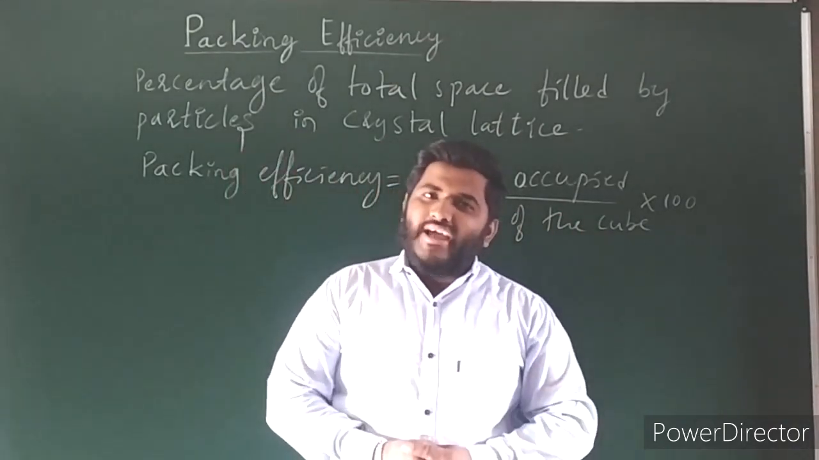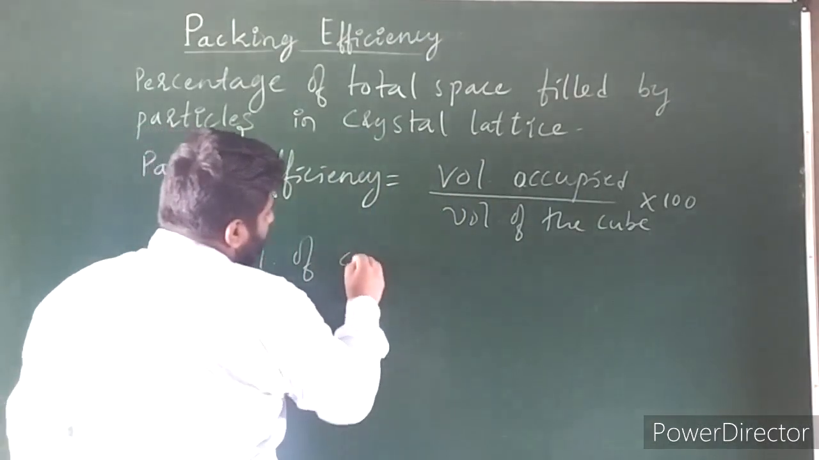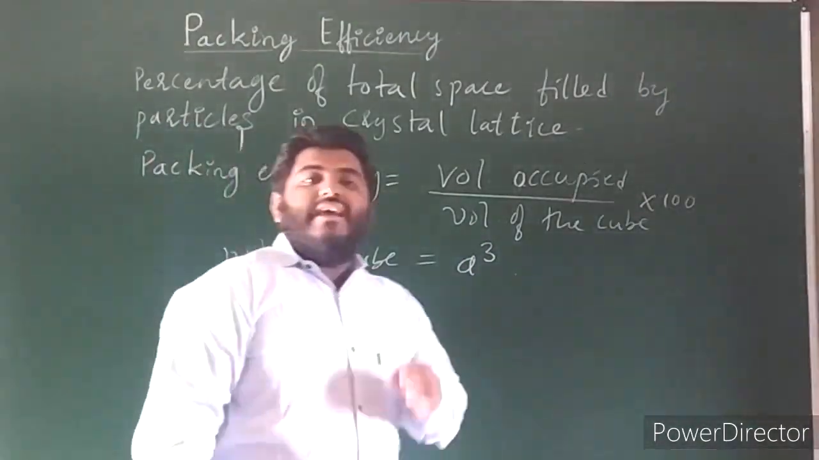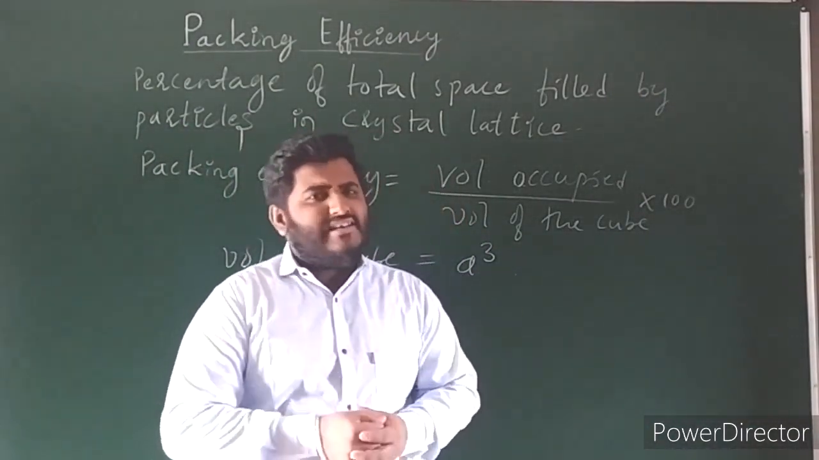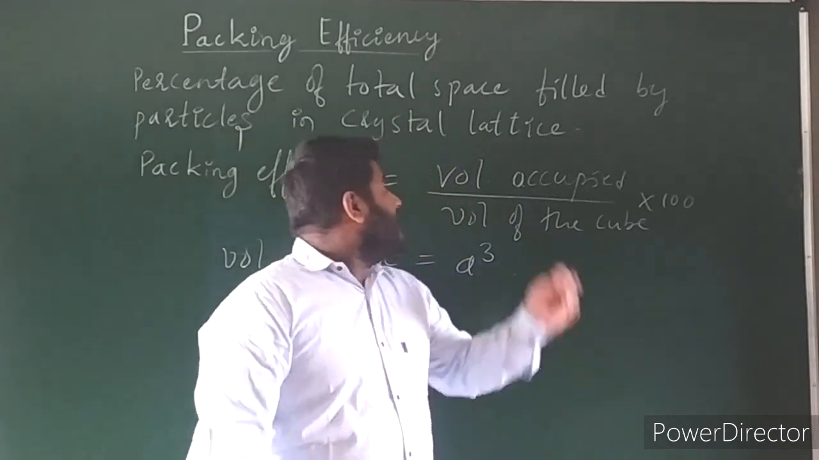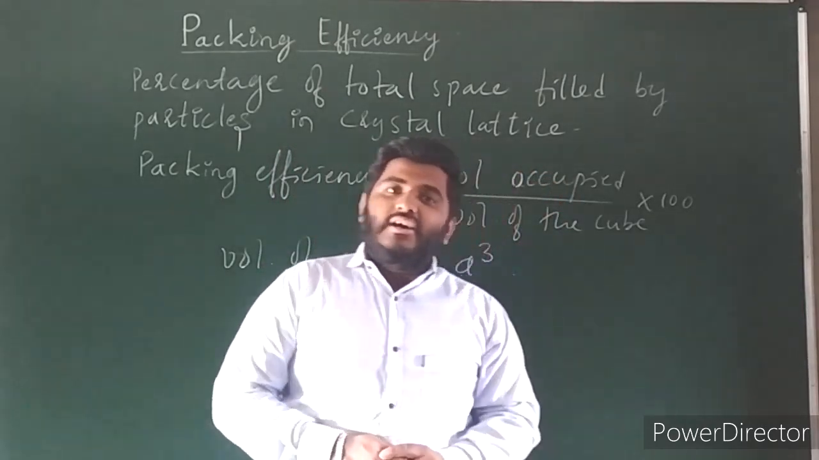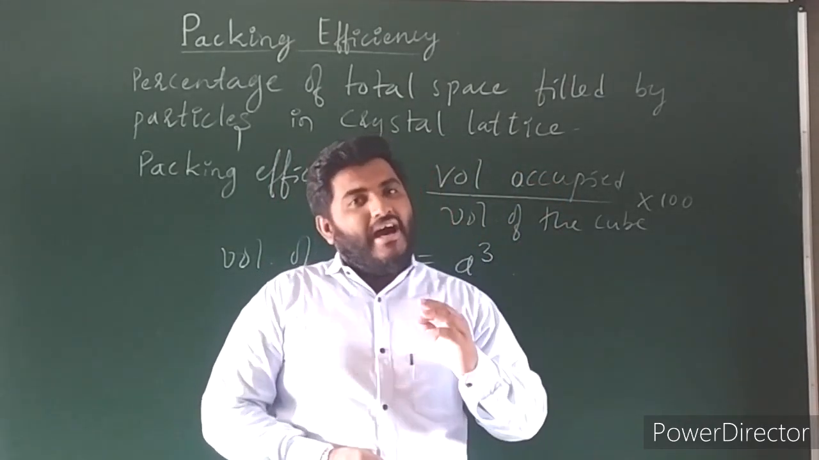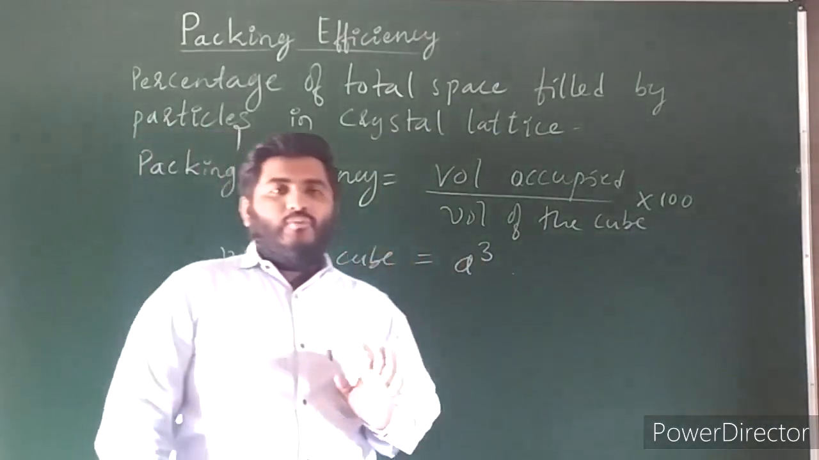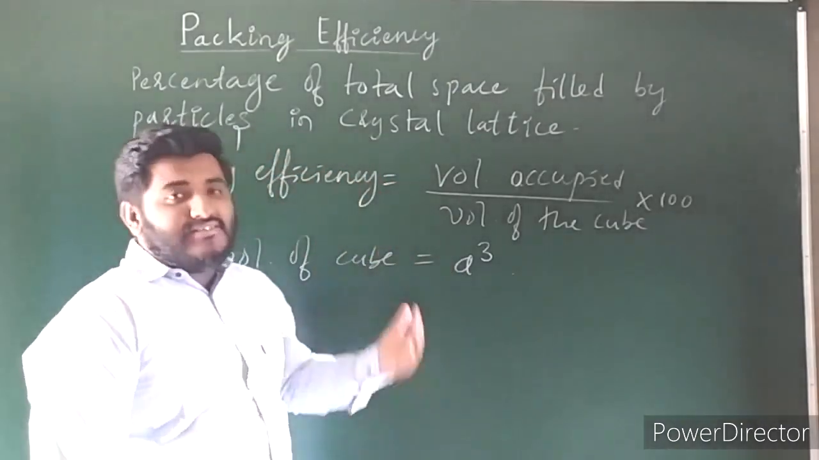So what is the formula for the volume of the cube, guys? Volume of the cube is equal to a cube. What is a? a is the edge length of the cube. All sides are the same in the case of a cube, so a is the edge length, any edge you can say. Then what about volume occupied? We will study one by one, because it is different in different cases. The volume of a sphere is 4 by 3 pi r cube. That is the formula for the volume of the sphere. Volume of the cube is a cube, where a is the edge length of the cube. We will discuss one by one.